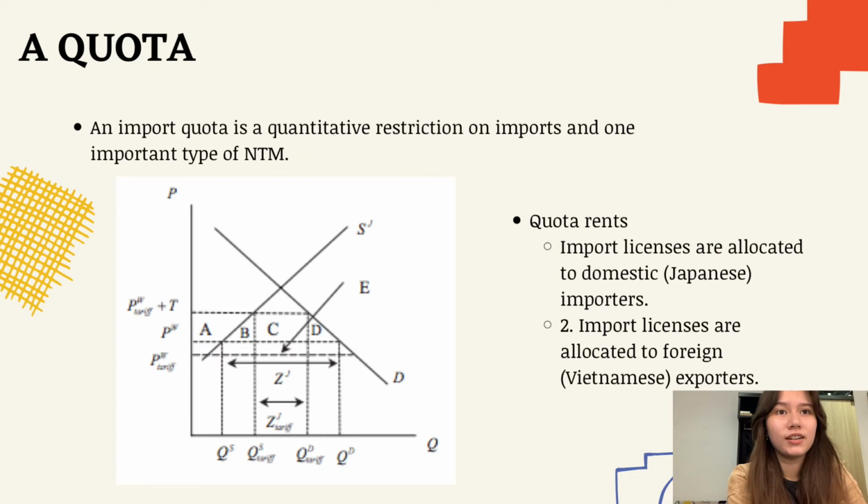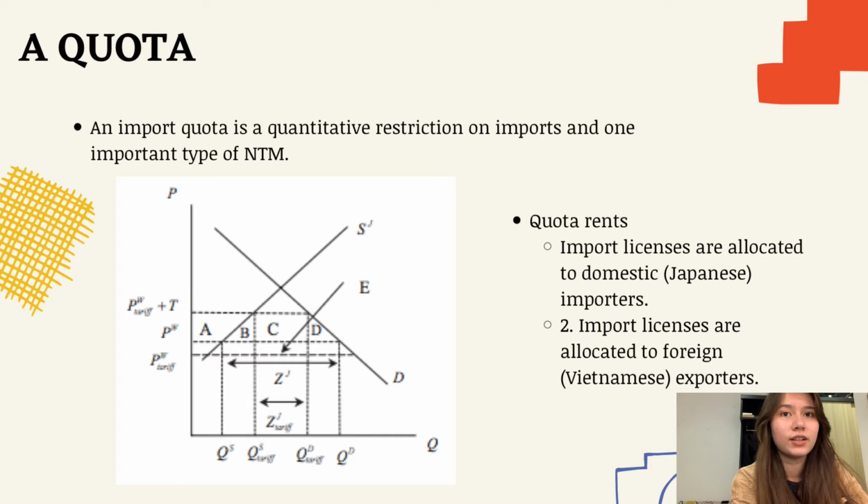As in the case of a tariff, consumer surplus falls by area A plus B plus C plus D, and producer surplus increases by area A. The new matter we must deal with in the case of a quota is the nature of area C. A quota policy is typically administered via a system of import licenses. In effect, the quota policy has restricted the supply of import licenses in the world. The area C represents the extra value of the right to import amount ZJ quota. It is known as quota rent.